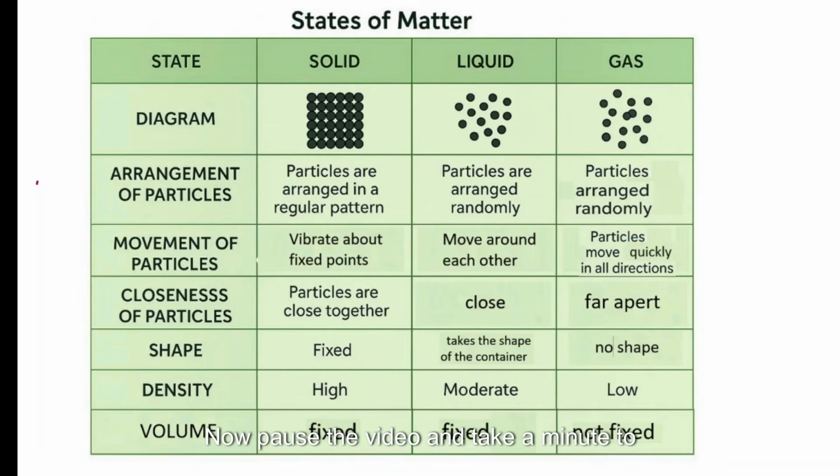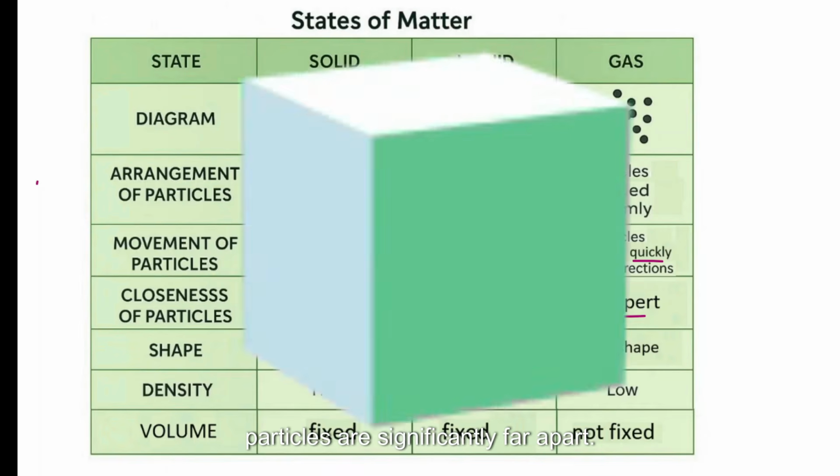Now pause the video and take a minute to have a look at the properties of the 3 states of matter. You need to know about the arrangement of particles. In solids, there is a regular pattern. In liquids, it's random. And in gases, again, random movement of particles. Solids vibrate about fixed positions, but liquid particles are free to move around each other. And in gases, particles move very quickly in all directions. In solids, particles are relatively close. Liquids are moderately spaced out, and gas particles are significantly far apart.